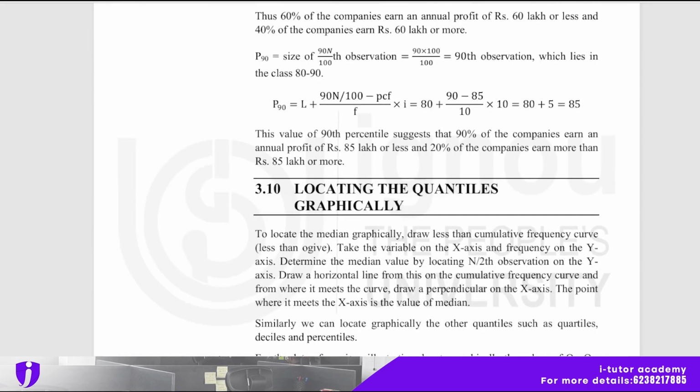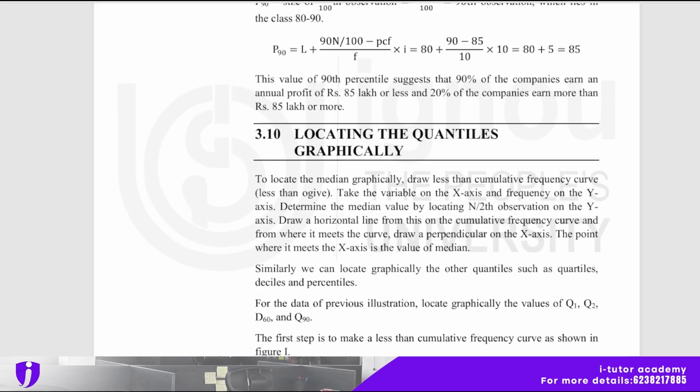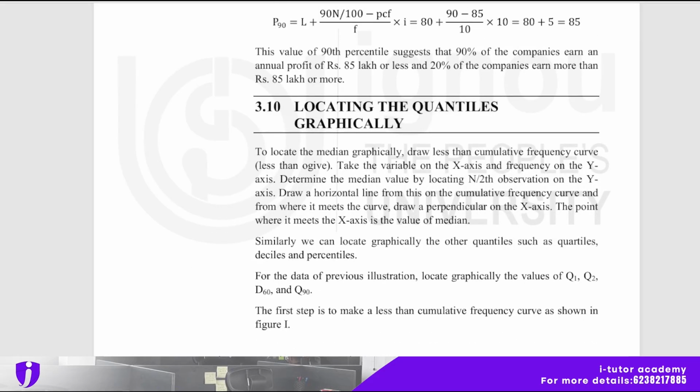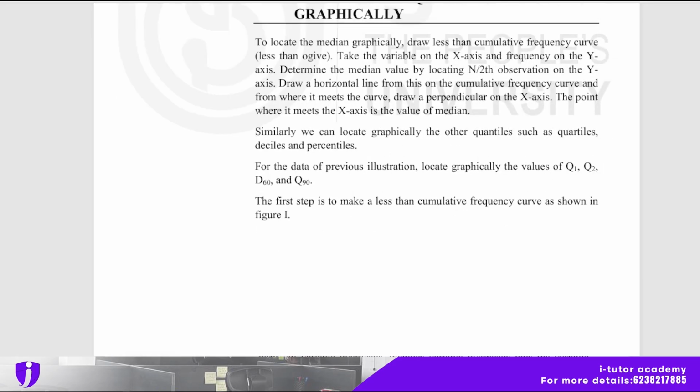Locating the quantiles graphically. To locate the median graphically, draw a less than cumulative frequency curve, that is, less than ogive. Take the variable on the x-axis and the frequency on the y-axis. Determine the median value by locating the n/2th observation on the y-axis. Draw a horizontal line from this point to the cumulative frequency curve, and from where it meets the curve, draw a perpendicular on the x-axis. The point where it meets the x-axis is the value of median. Similarly, we can locate graphically the other quantiles such as quartiles, deciles and percentiles.